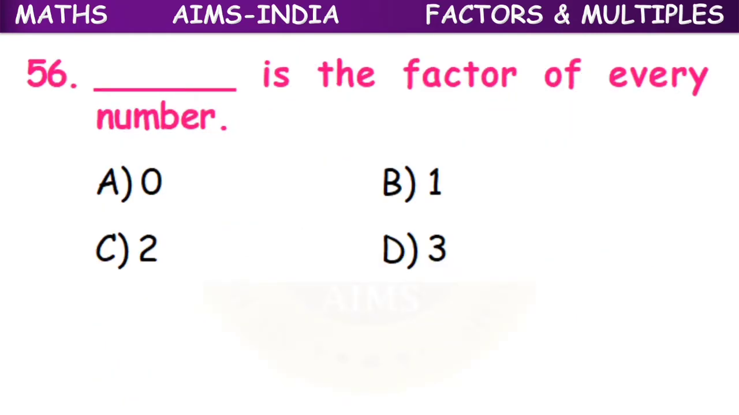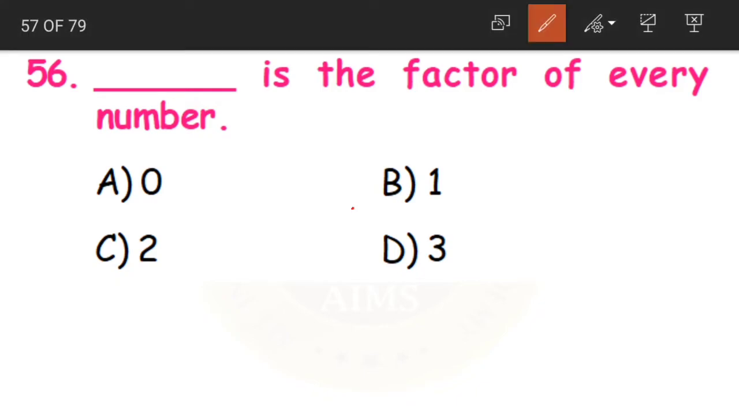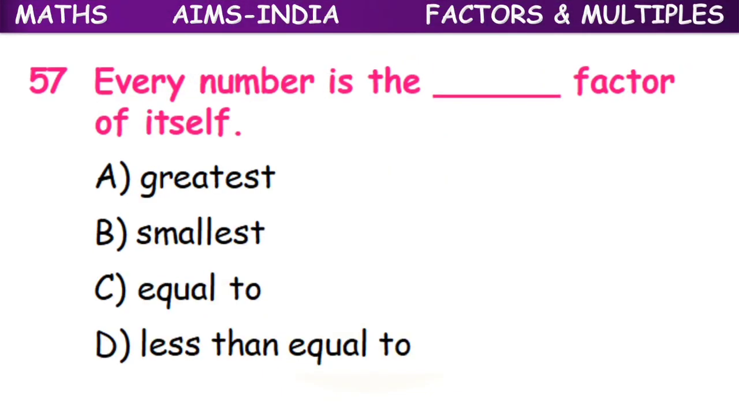Next, question 56. Dash is the factor of every number. If you remember about the property of factors and multiples, children, which is the factor of every number? Option B, 1 is the factor of every number.